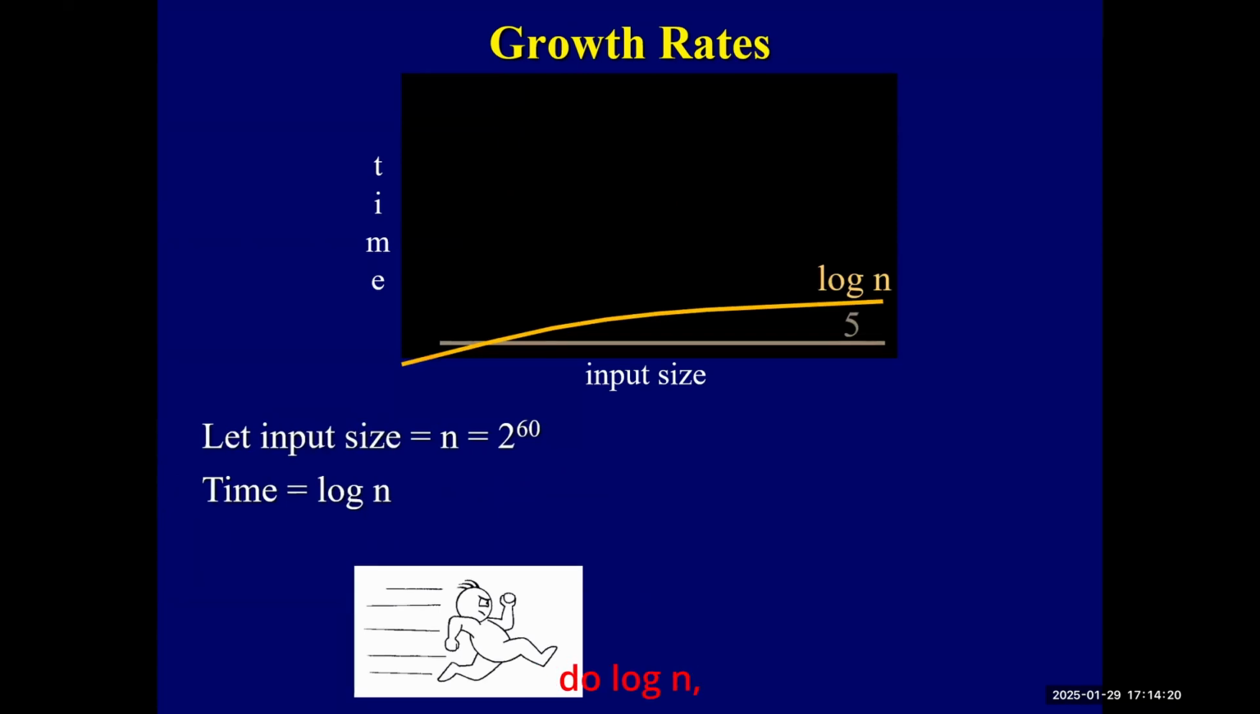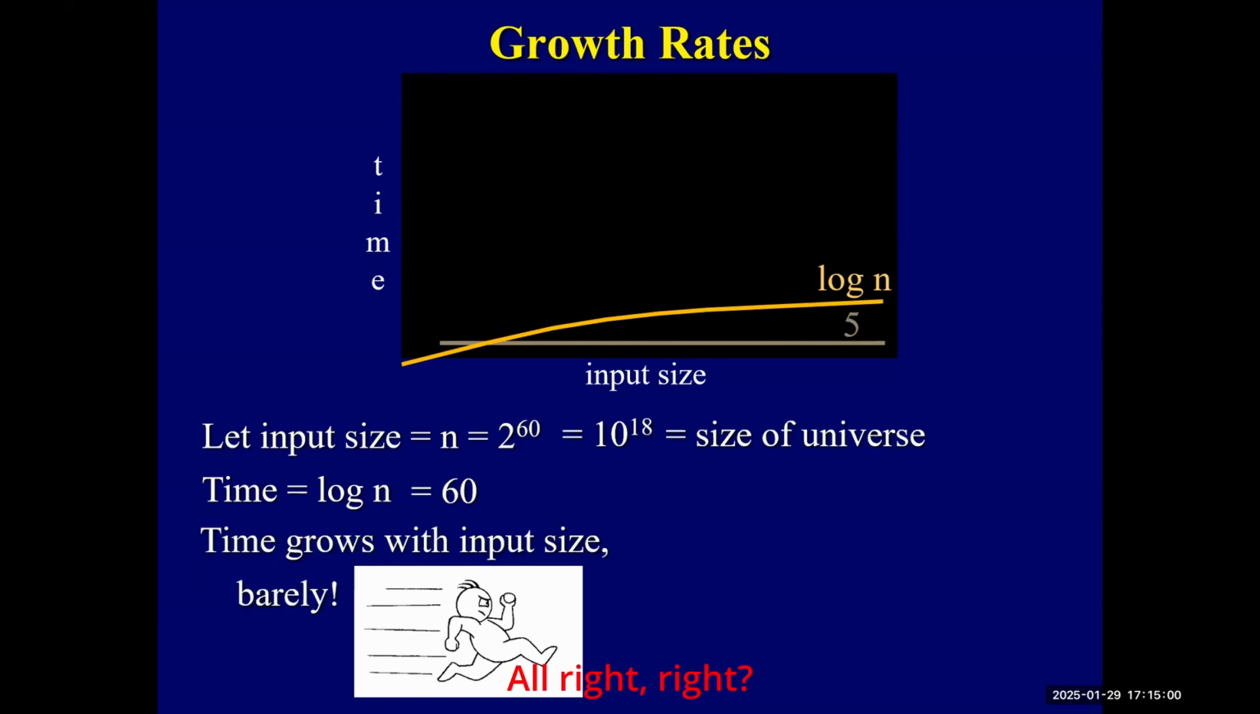So now let's do log n. Suppose n is the size of the universe in seconds. What's the log of that? What's the log of 2 to the 60? Yeah, base 2. You're working too hard. If the log is base 2, then the log is 60. So it barely grows. For a running time of log n, you could safely say it was 60, because your input's never going to be bigger.